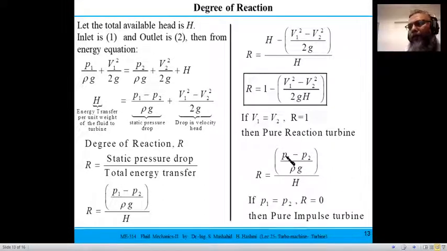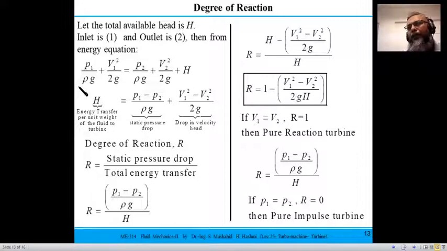So if your P1 is same as P2, then your degree of reaction is 0. If your degree of reaction is 0, it is called a pure impulse turbine. If your degree of reaction is 1, it is called a pure reaction turbine. So actual turbines are neither pure impulse turbines nor pure reaction turbines.